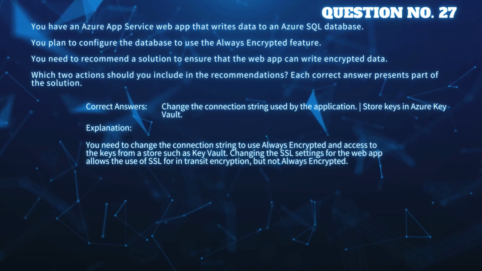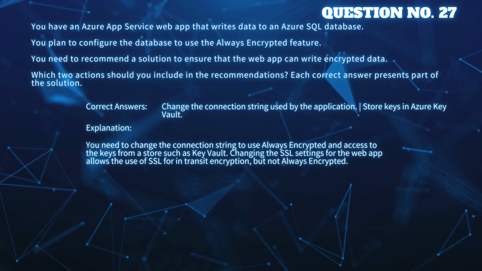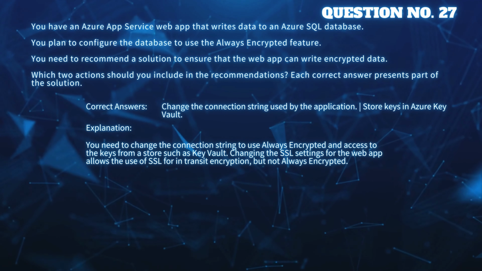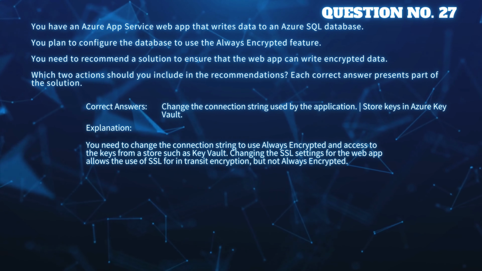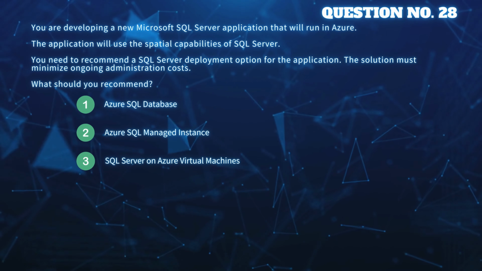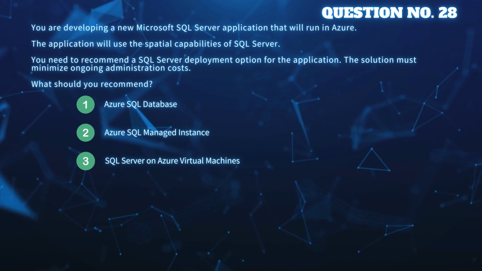Store keys in Azure Key Vault. Explanation: you need to change the connection string to use Always Encrypted and access to the keys from a store such as Key Vault. Changing the SSL settings for the web app allows the use of SSL for in-transit encryption, but not Always Encrypted.